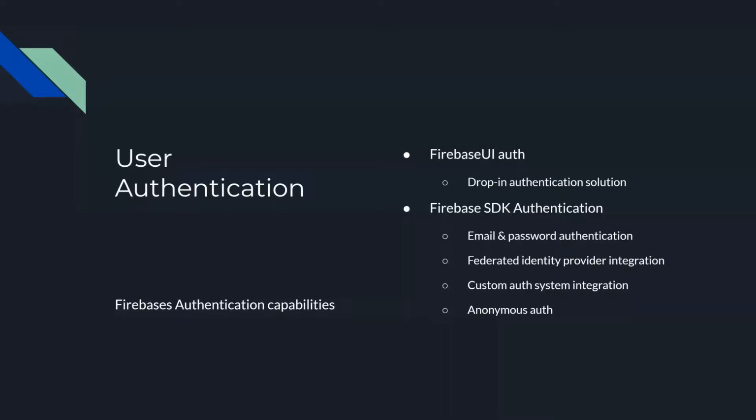It also handles account recovery and account linking, which can be used in iOS, Android, and web applications. The email and password-based authentication can be implemented in iOS, Android, web, C++, and Unity. The federated identity provider integration works with Google, Apple, Facebook, Twitter, and even GitHub. The phone number authentication, custom authentication system integration, and anonymous authentication can be implemented in iOS, Android, web, C++, and Unity.